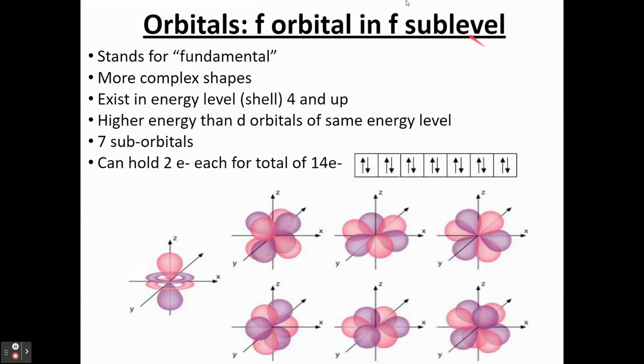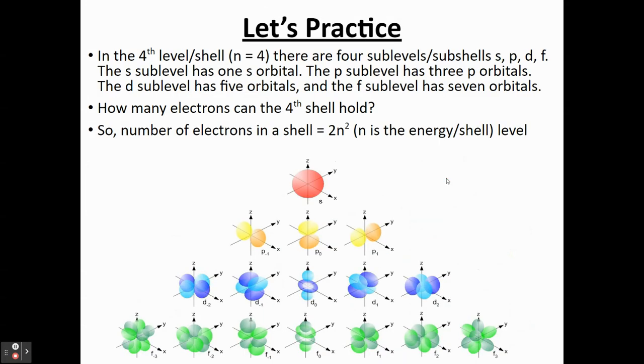F sublevel with the F orbitals. There's 7 different orientations. Each can hold 2 electrons. So that means there's a total of 14 electrons in them. So you have 7 orbitals in your F sublevel. And it starts at shell 4 and then continues from there.